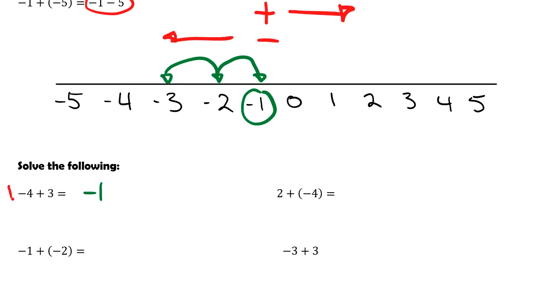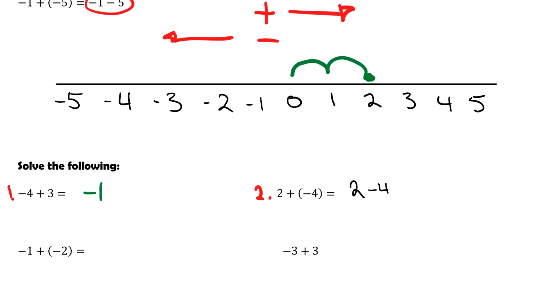Alright, so if I rub all that out, we're going to do question 2. The same thing, we're starting at 2, so put the dot there. And it's plus minus 4. So we remember we could rewrite this as 2 take away 4. And minuses or subtractions go to the left. So 1, 2, 3, 4. So our answer is minus 2.